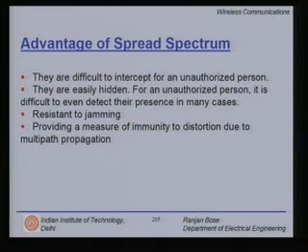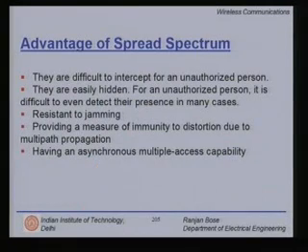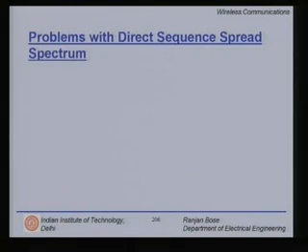It provides a measure of immunity to distortion due to multipath propagation. It is inherently wideband, usually more than the coherence bandwidth of the channel. So by definition, it is resistant to multipath fading to some extent. It also has an asynchronous multiple access capability. In fact, the multiple access property of the spread spectrum system makes it so popular today. Of course, no free lunch. There are some problems that come with direct sequence spread spectrum.